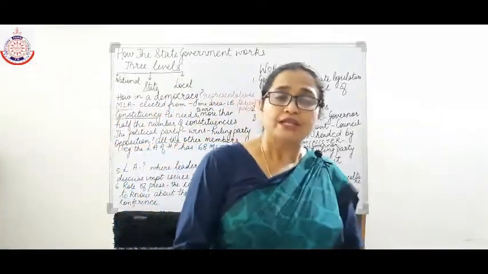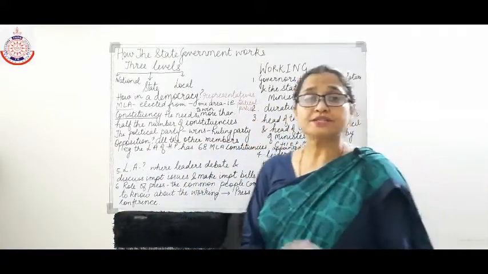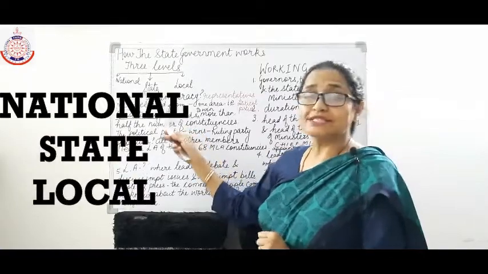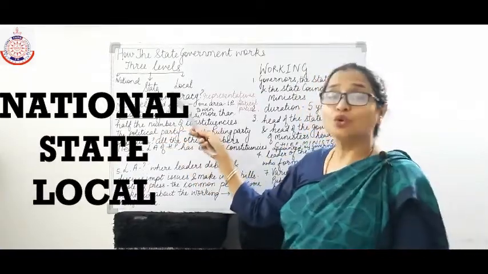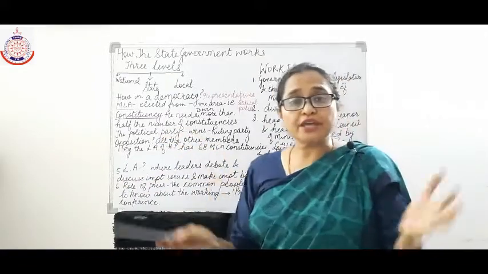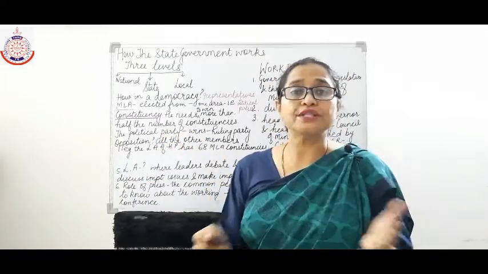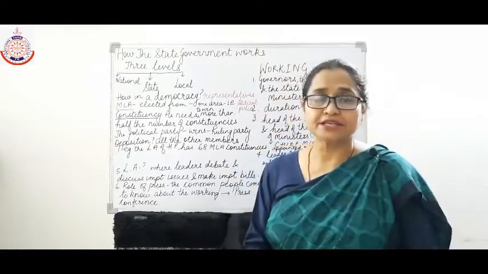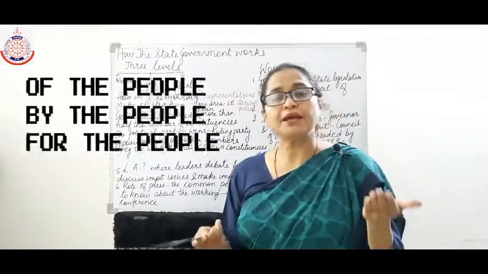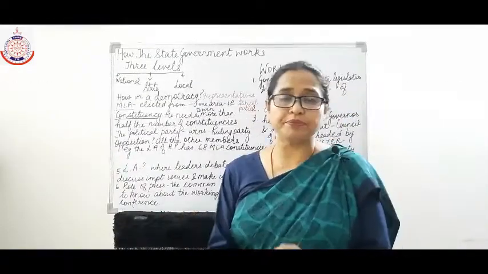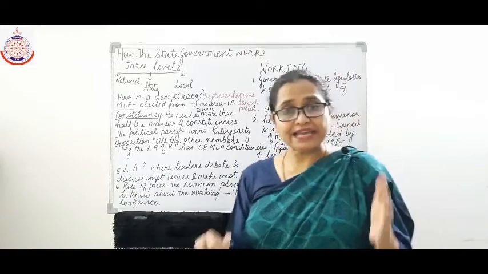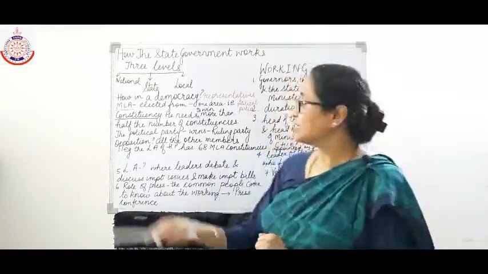Now we all know that the government works at three different levels: the national level, the state level and the local level. Now, talking about the working of a government, how does all this happen in a democracy? In a democracy, we have the government of the people, by the people and for the people. So how are the local people involved? Yes, by electing the representatives.